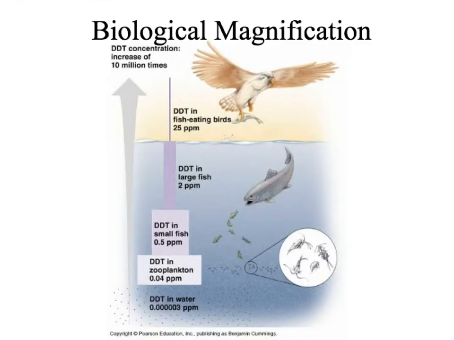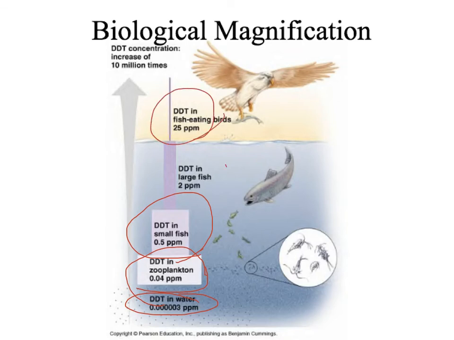So in this picture we can see with DDT, which used to be a pesticide they used, they were trying to get rid of mosquitoes. And what we found is, although there were very small amounts in the water, they would then be taken up into the zooplankton. And notice how when we go up each level, notice the concentration of DDT increases. We found that this is a lipid-soluble pesticide, and so it accumulates in the fatty tissue. So by the time we got up to the predatory birds, it was up to 25 parts per million.